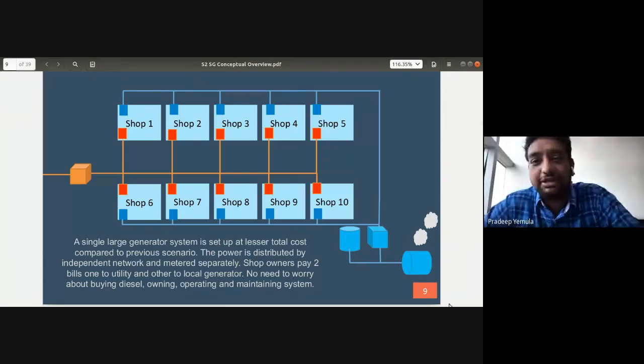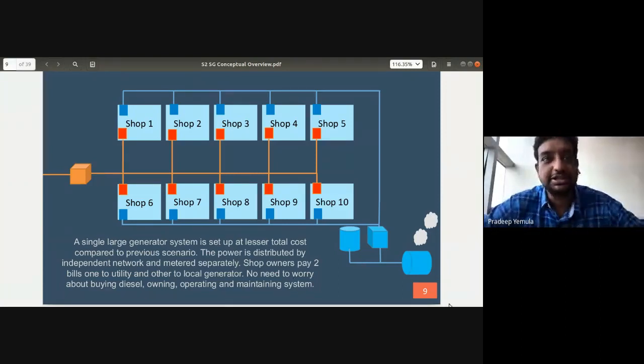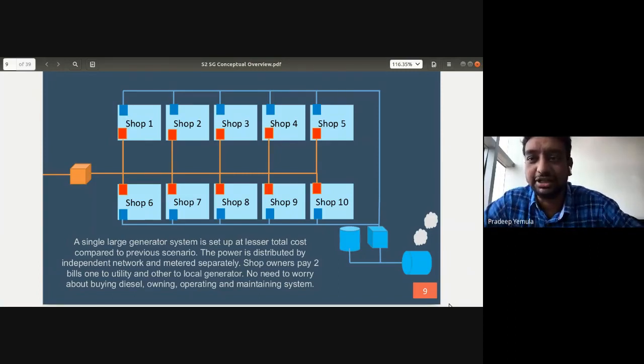So is there anything better here? My first question is, can somebody do like this? Who will purchase this large generator and who will distribute it? And is it legal or is it illegal? This particular setup, what I am showing on the screen, is it legal or is it illegal? Can anybody answer to that?